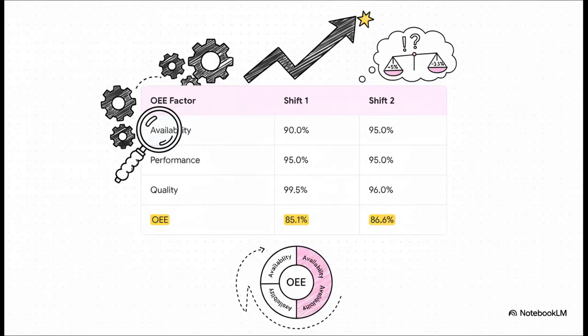And this table is a perfect example of why you have to look at all three components. So at first glance, you might say, hey, Shift 2 is better. Its OEE is 86.6%. But hold on, look closer. Yeah, Shift 2 got a 5% boost in availability, which is great, but its quality score dropped by 3.5%. So is that a trade-off you really want to make? Are you just making more bad parts faster? See, OEE gives you the whole story, not just one misleading number.